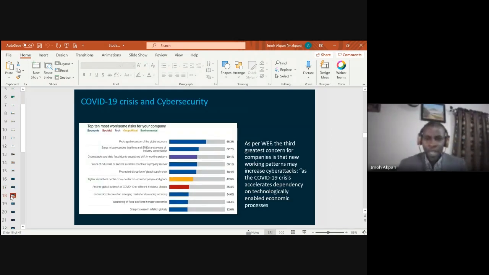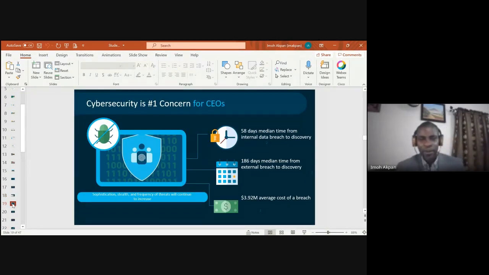That was why, when the World Economic Forum looked at the top 10 most worrisome risks for companies, cybersecurity was number 3. Especially after COVID, when people moved online, into online business and online transactions, we now see the rate of cyber crime increased. It was the third greatest concern for organizations, because they see the increase in cyber attacks. That is why there's a need to develop skills in that area.